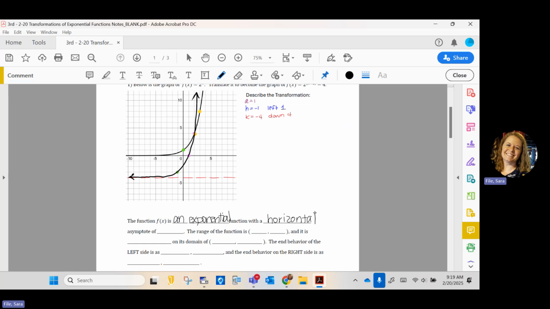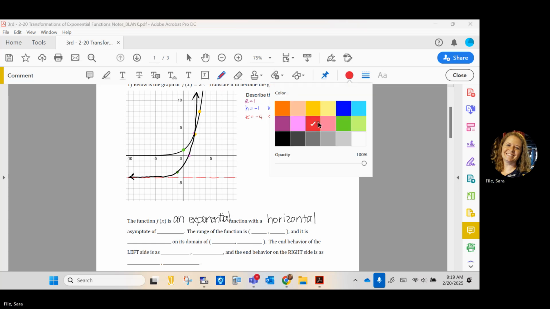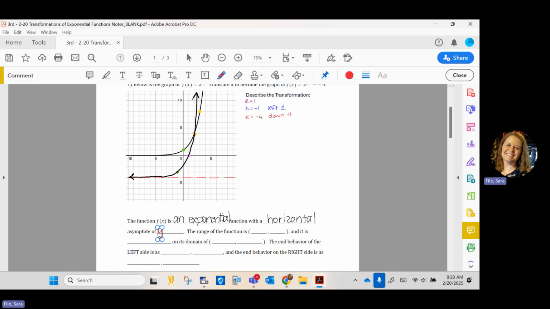Now, where is that asymptote? Where did we draw it? Okay, and make sure you put y equals -4. Because a horizontal line's equation is y equals the number where it crosses the y-axis. So it's at y equals -4. Now, that is going to help us determine our range.